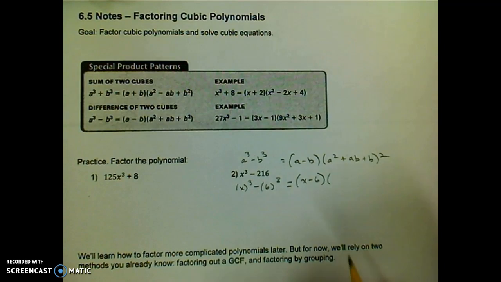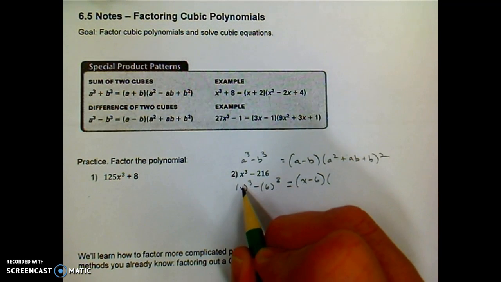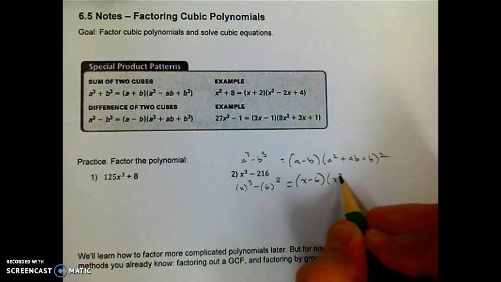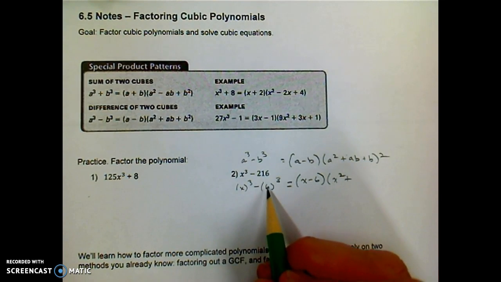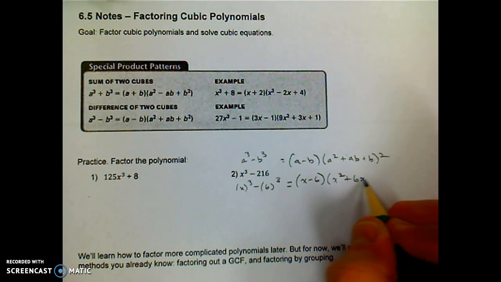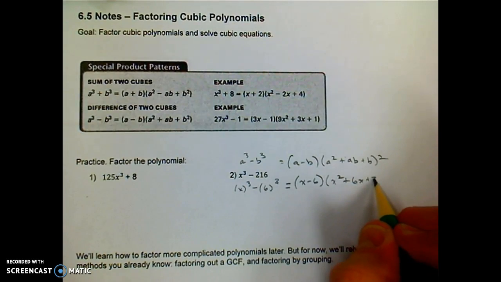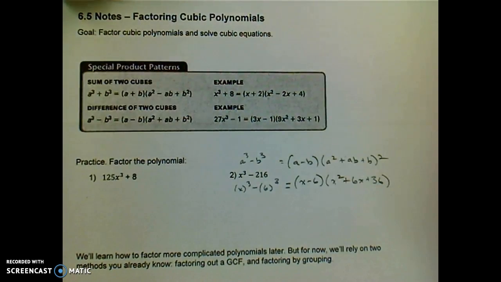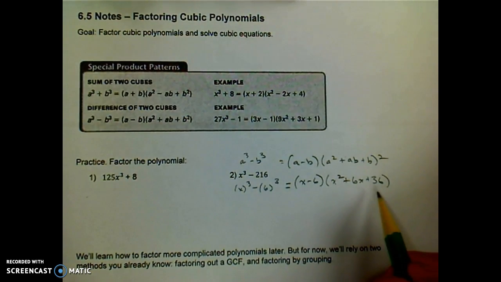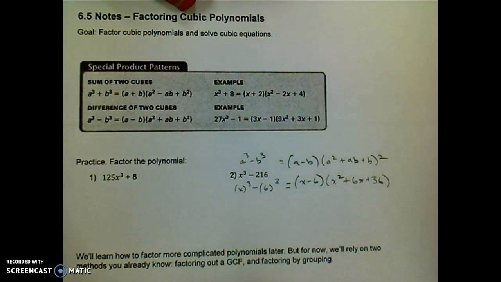And then my second term, my trinomial term, is the a term x squared, plus a times b. 6 times x is 6x, plus b squared. And this looks like something that might be factorable. There's some common numbers in there, but I would need two numbers that multiply together to make 36 that add up to 6, and those don't exist.